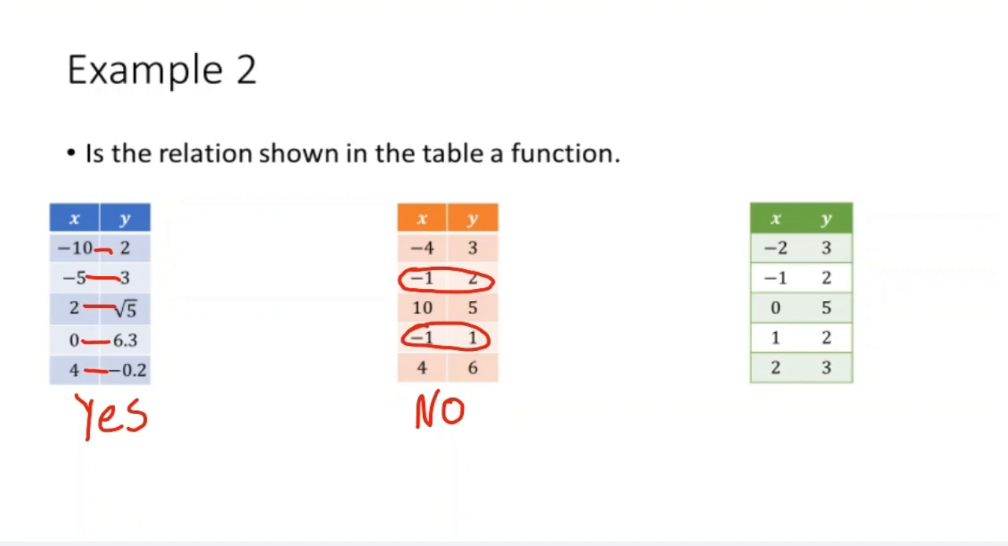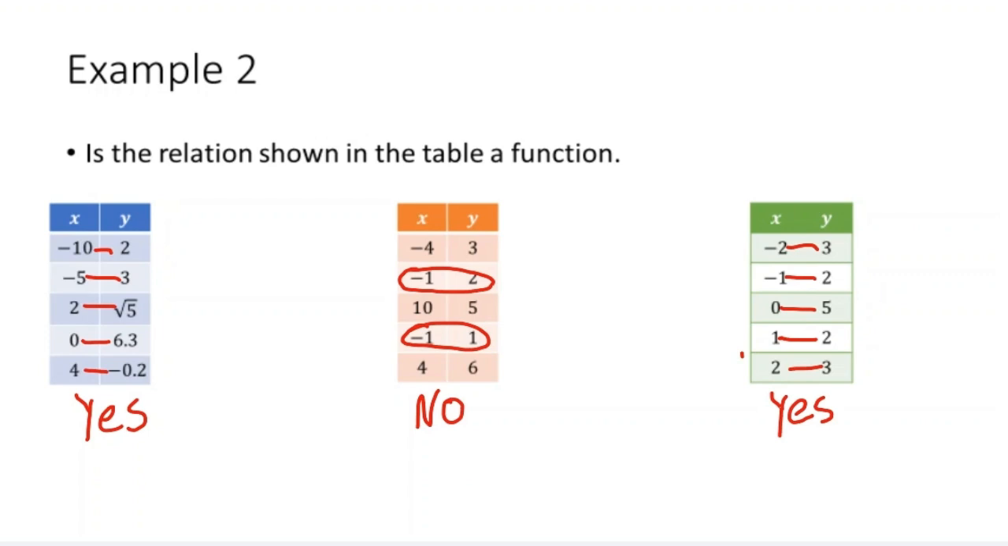Now turning to the green table, we have -2, 3, -1, 2, 0, 5, 1, 2, 2, 3. Well, if we look, -2 is only associated to 3, -1 is only associated to 2, 0 is only associated to 5, 1 is only associated to 2, and 2 is only associated to 3. Is our green table a function?